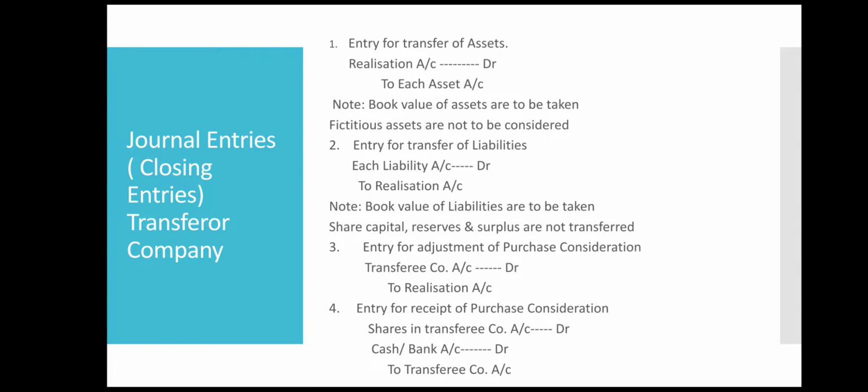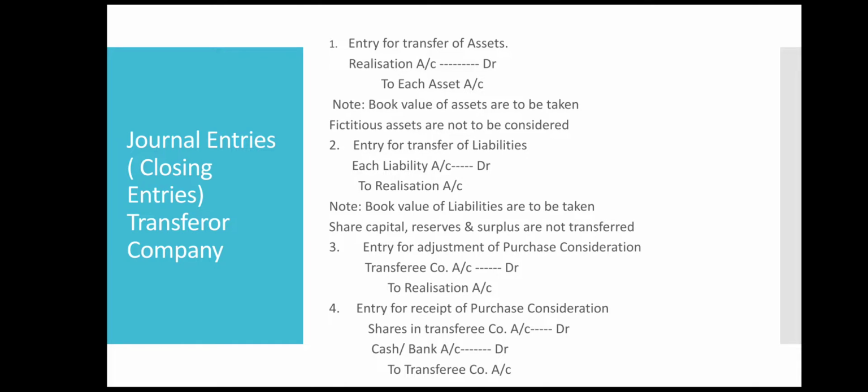First is the entry for transfer of assets. That is, realization account debit to each asset account. Note, book value of assets are to be taken. Fictitious assets are not to be considered. So the first entry is for transfer of assets. Now when you are closing down your business, you have to transfer your assets to the new company. So the first entry is for that.